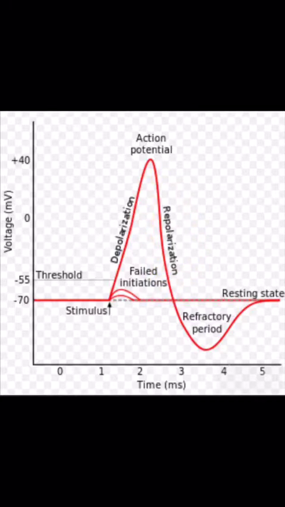Also, at about this time, sodium channels start to close. This causes the action potential to go back towards -70 millivolts, or what is known as repolarization. The action potential actually goes past -70 millivolts in what is known as hyperpolarization. This is so because the potassium channels stay open for a bit too long.